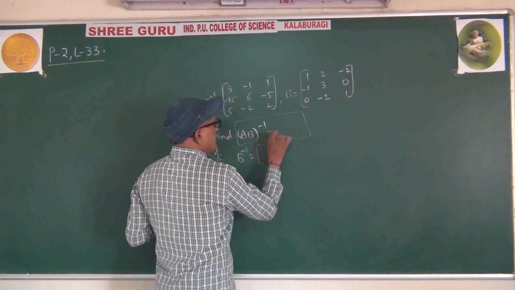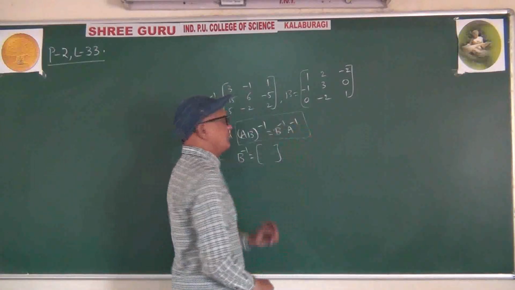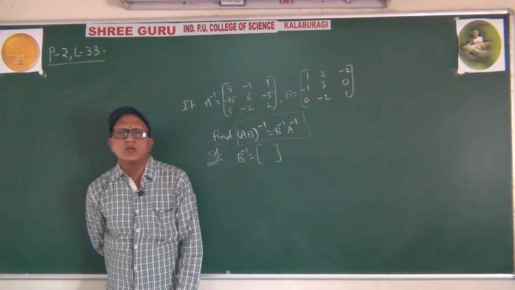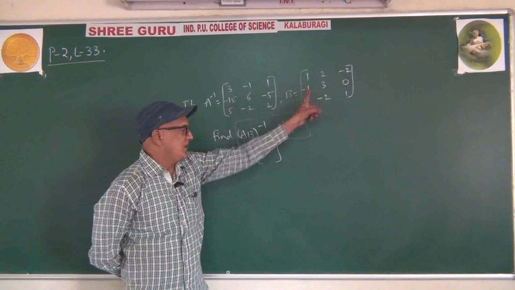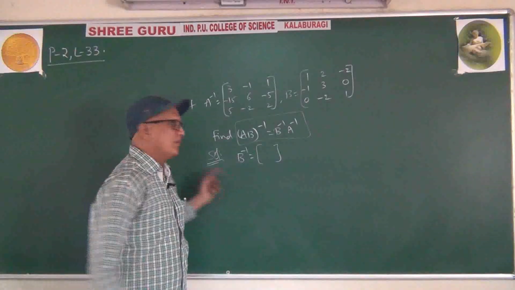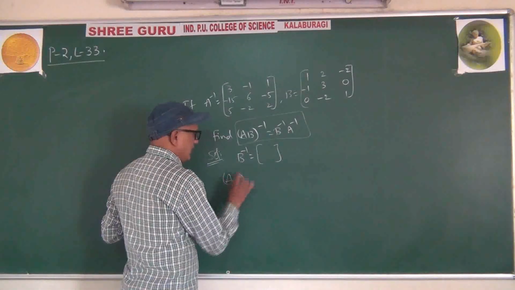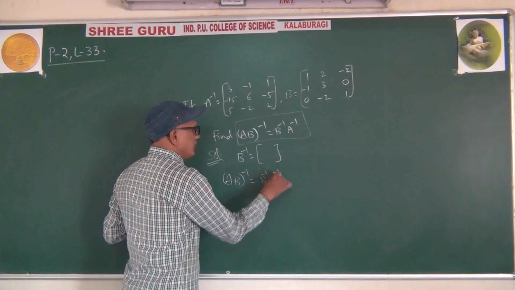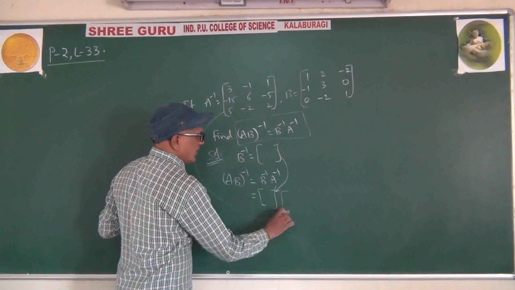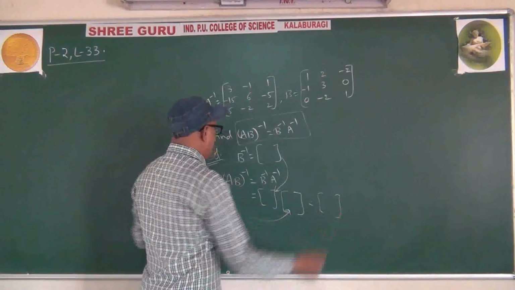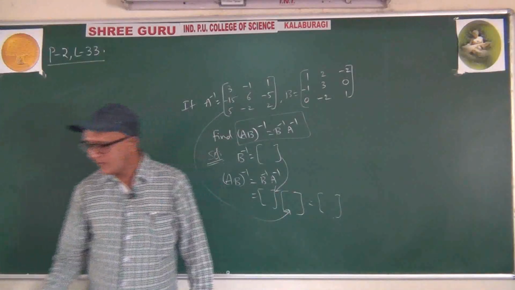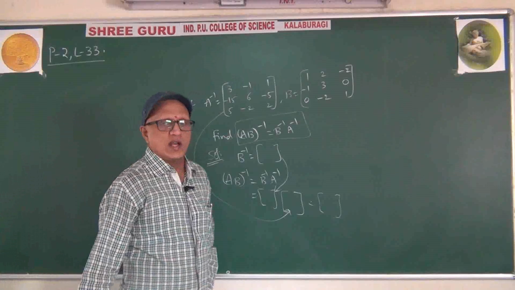We know that AB whole inverse equal to B inverse A inverse. B inverse we got, A inverse they gave already. Just multiply both. B inverse whatever we got, A inverse whatever they gave, multiply. You will get AB whole inverse whatever they asked in the question. Clear? This question do as homework.